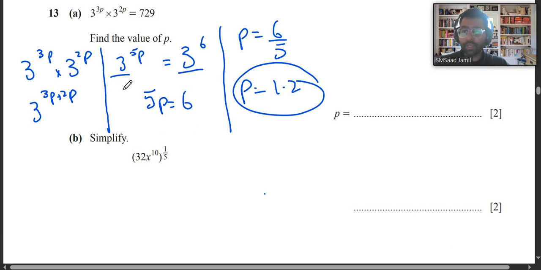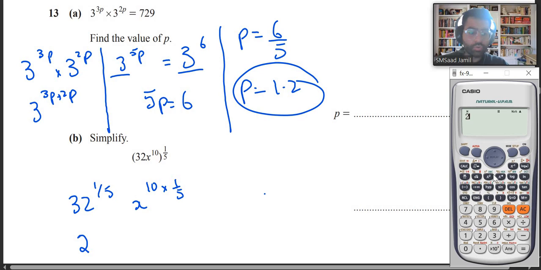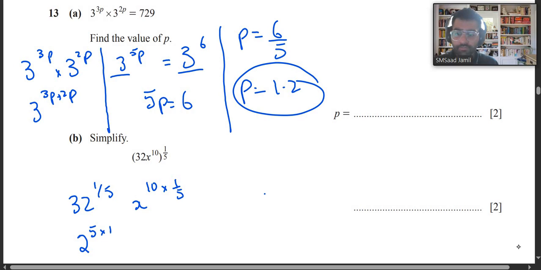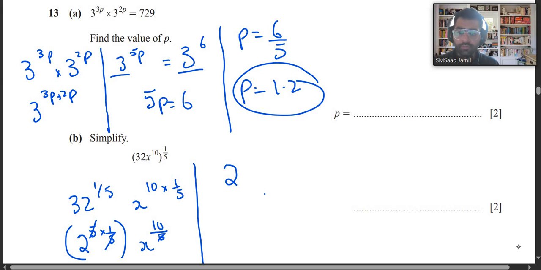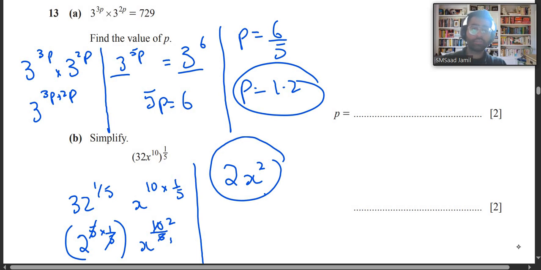Now moving on to part B, this means 32 raised to power 1 upon 5 and x raised to power 10 multiplied by 1 upon 5. So 2 raised to power 5 is 32. So I will write 2 raised to power 5 multiplied by 1 upon 5 and x 10 upon 5. So this becomes 5 gets cancelled out, 5 1s are 5, 5 2s are 10. So 2x raised to power 2. So 2x square is your answer.